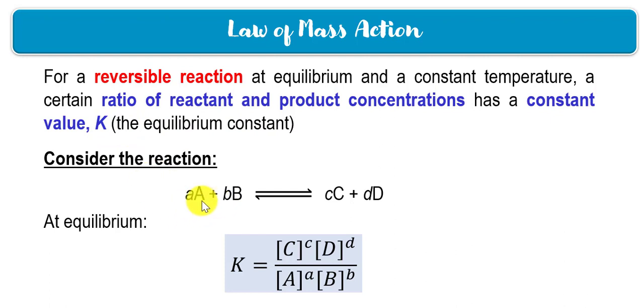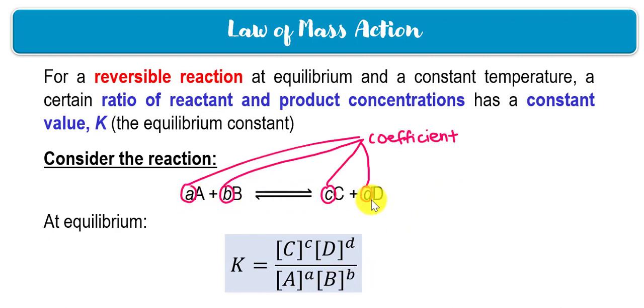Consider the reaction of aA reacted with bB in equilibrium with cC and dD. At equilibrium, K is equal to the concentration of C to the power of its coefficient times the concentration of D to the power of its coefficient, over the concentration of A to the power of its coefficient times the concentration of B to the power of its coefficient. The small letters a, b, c, and d here represent the coefficients of the reaction. So generally, the K expression is the products over the reactants, each to the power of its coefficient.